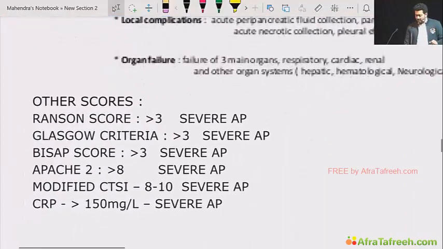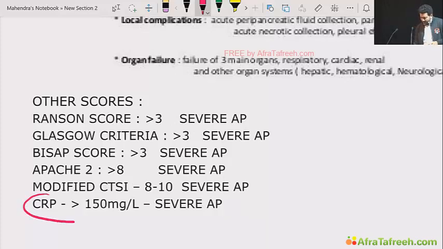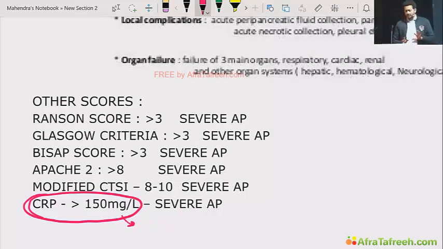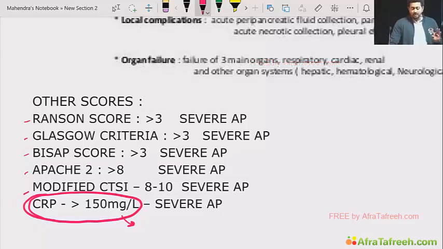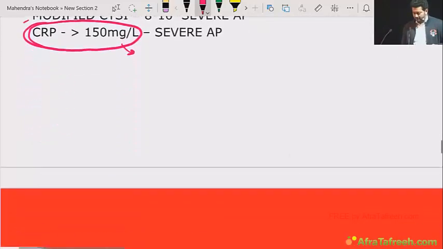Now, among the other criteria for severity, Ranson score, Glasgow, bicep, I want you to remember this CRP. Because this was asked recently, that if the C-reactive protein is more than 150, we consider it as severe acute pancreatitis. Although all these criteria are used, Ranson's, Glasgow, bicep, Apache 2, modified CT severity index, among all these the most important is CRP. CRP more than 150, consider it as severe acute pancreatitis.